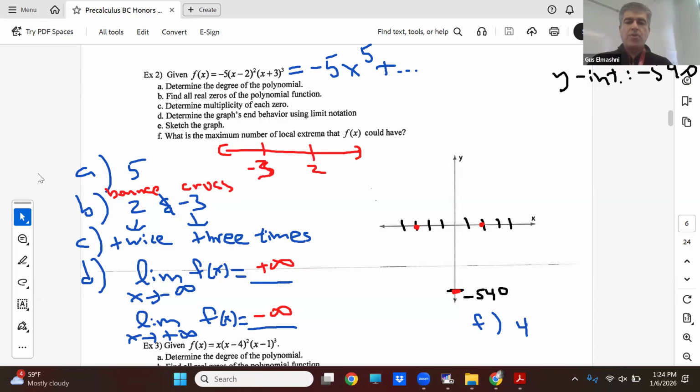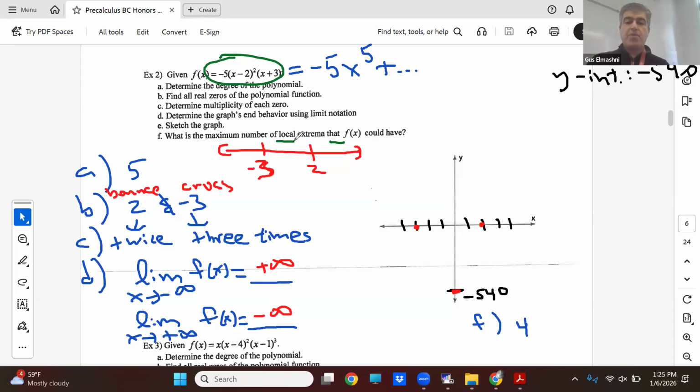if I plug in a number larger than 2, what if I plug in 10? What's 10 minus 2 squared? That's positive. And 10 plus 3 cubed, but then times -5, negative. So negative. And the 2 comes from x minus 2, of course, right? And the x minus 2 has what exponent, even or odd? The x minus 2 factor has an even exponent, right? There's no sign change there.